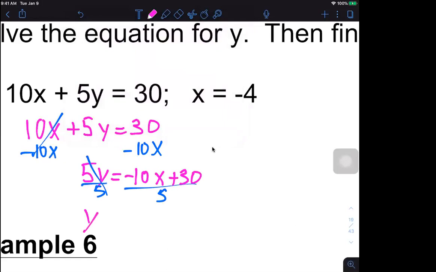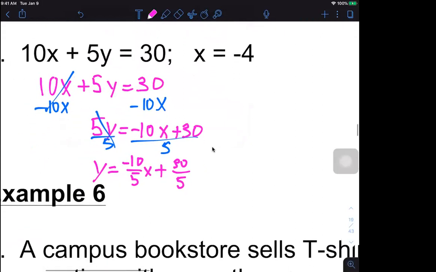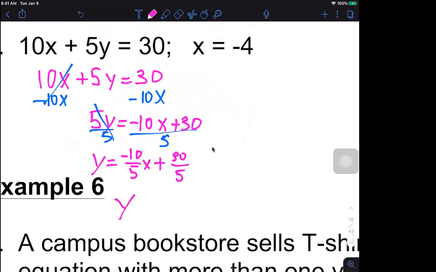So now we're going to get y equals -10 over 5x plus 30 over 5. And then Nate, you want to do some quick math for me? What's -10 divided by 5? -2. Good, so we get -2x. What's 30 divided by 5? 6. Awesome. So right now we have our equation, so now we have to plug in. So y equals -2x plus 6.